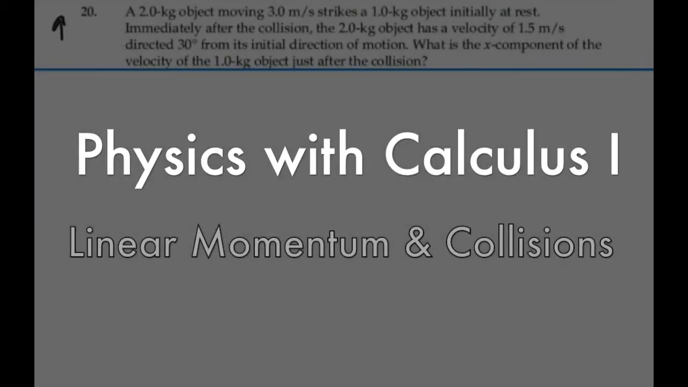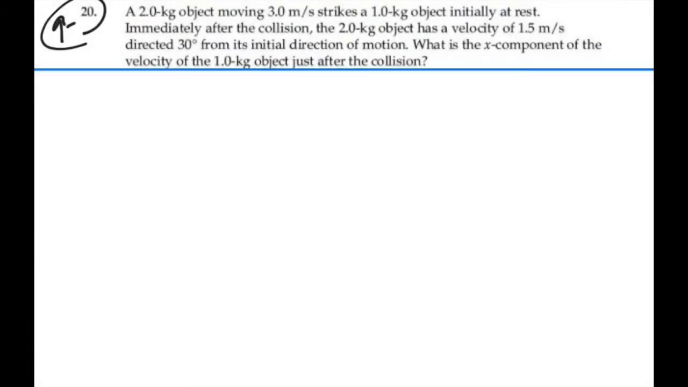Here's problem 920. A 2 kilogram object moving 3 meters per second strikes a 1 kilogram object initially at rest. Immediately after the collision, the 2 kilogram object has a velocity of 1.5 meters per second directed 30 degrees from its initial direction of motion. What is the x component of the velocity of the 1 kilogram object just after the collision?